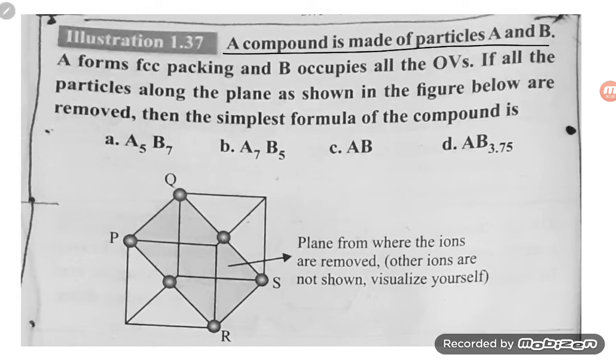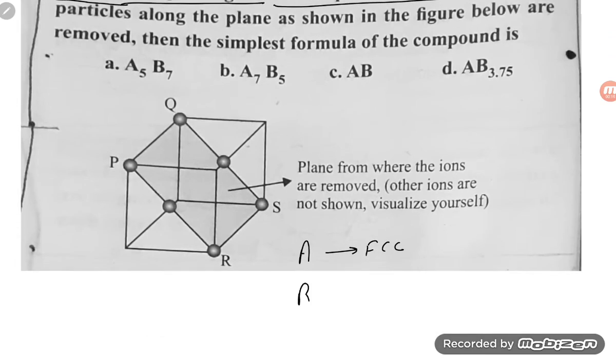A compound is made up of particles A and B. A forms FCC. So A is forming what, students? FCC. Okay. B is occupying octahedral void. B is what? Octahedral void.